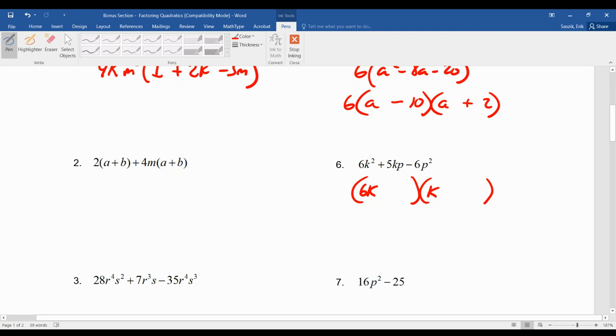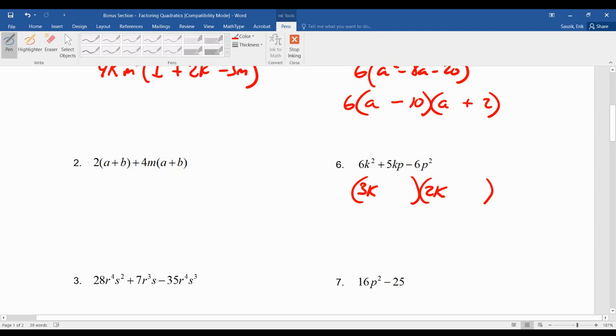This is called the guess and check method. If I do 2 and 3, this is going to be 18 and 2, which does not add or subtract to 5. If I switch it around, put the 2 here and the 3 here, I get 12 and 3. That doesn't make 5 either. If I try 6 and 1, I get 36. That's way too big. And then if I put 6 here, I get 6. That doesn't work either. So 6k and k doesn't work. That means it must be the other one, right? 3k and 2k.